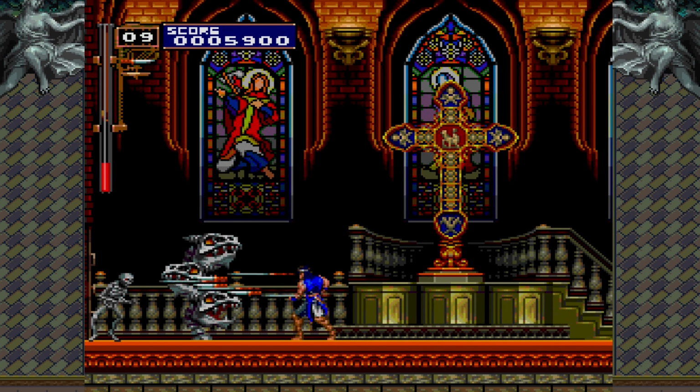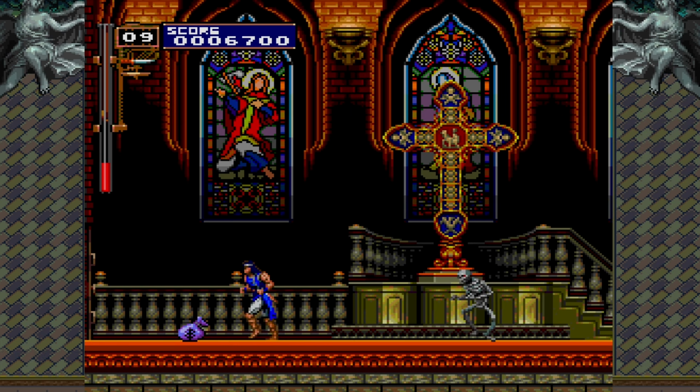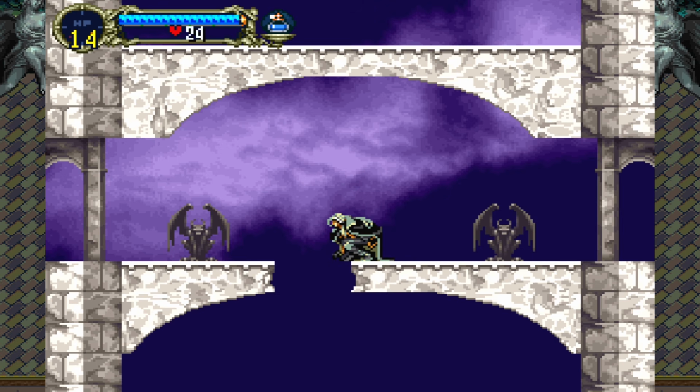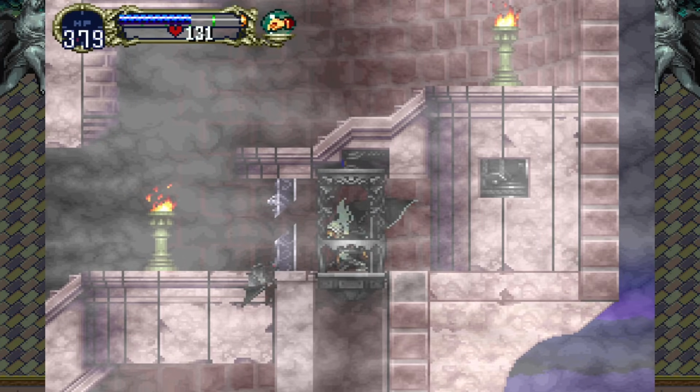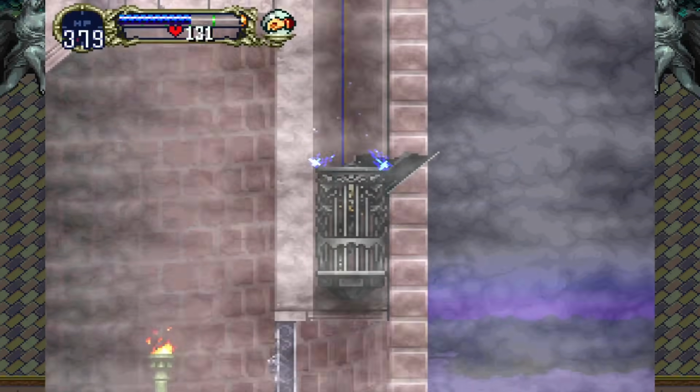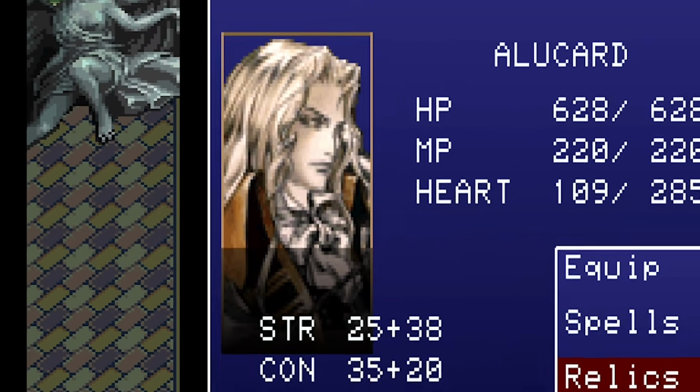And that blending of period styles reaches its peak in Symphony of the Night. While the game contains enough anachronisms to give any real historian a migraine, the mood is perfect.